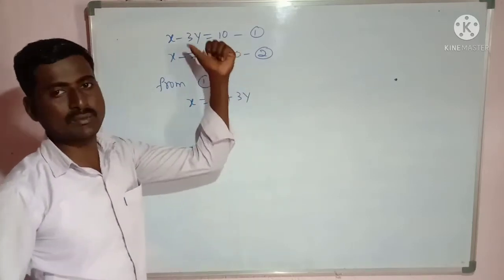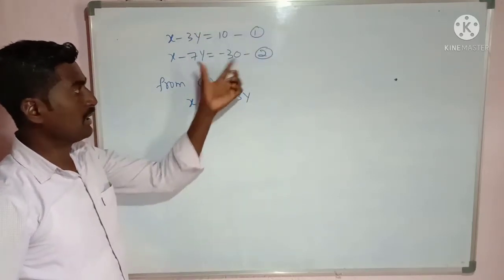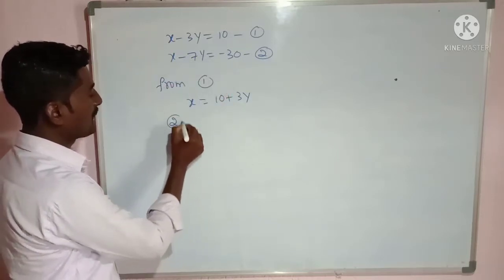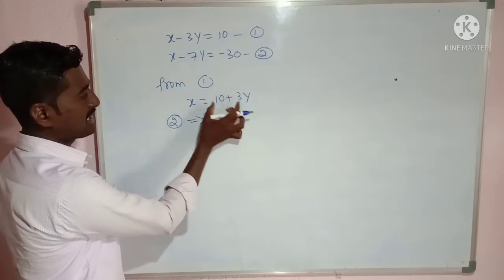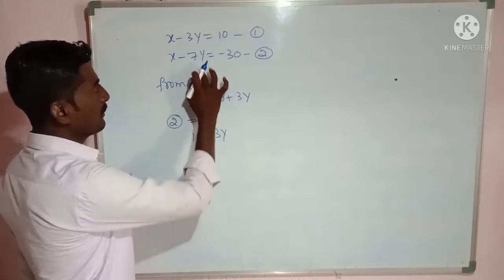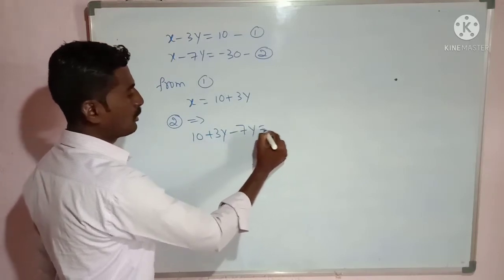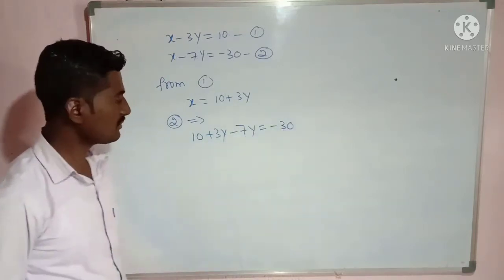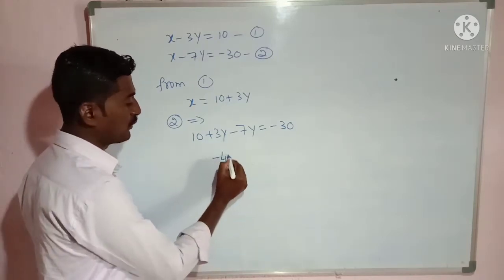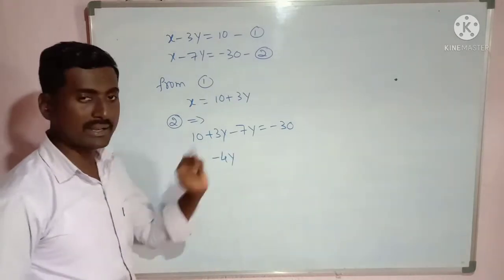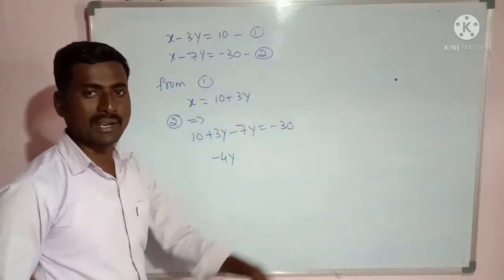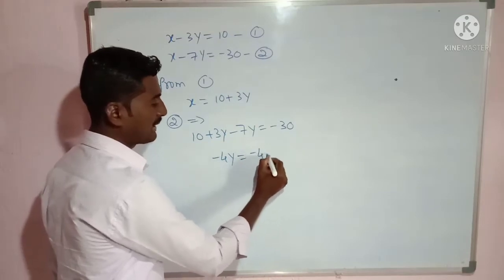So I will take this minus 3y to the right side. Now I will substitute this value in equation number 2. Equation number 2 implies, x is nothing but 10 plus 3y, minus 7y is equal to minus 30. Plus 3y minus 7y, that is minus 4y, plus 10. I will take this 10 to the right side. Minus 30 minus 10, that is minus 40.